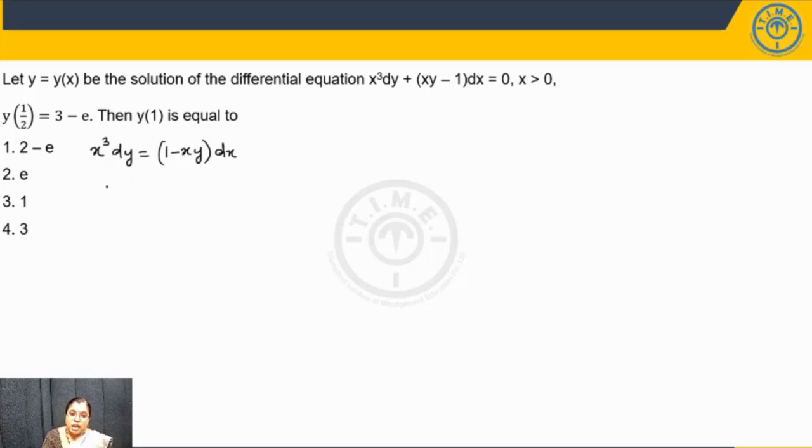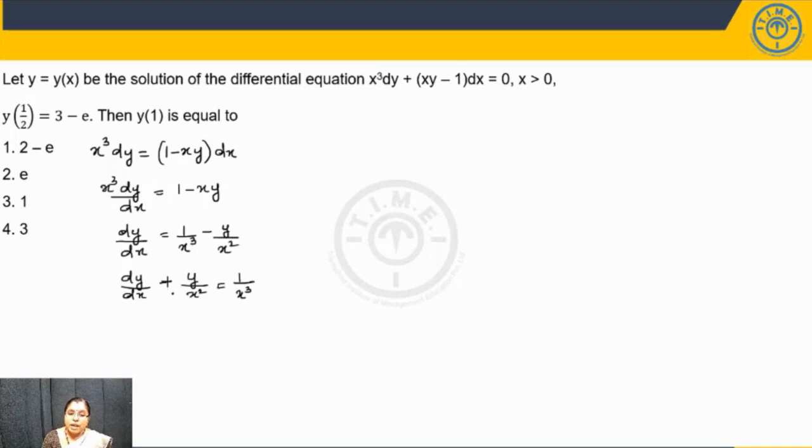So let me write x cube dy by dx equal to 1 minus xy. Let's divide by x cube. So we have dy by dx equal to 1 by x cube minus xy by x cube. That means y by x square, as one x gets cancelled. Now let us rearrange and we'll get dy by dx plus y by x square equal to 1 by x cube.